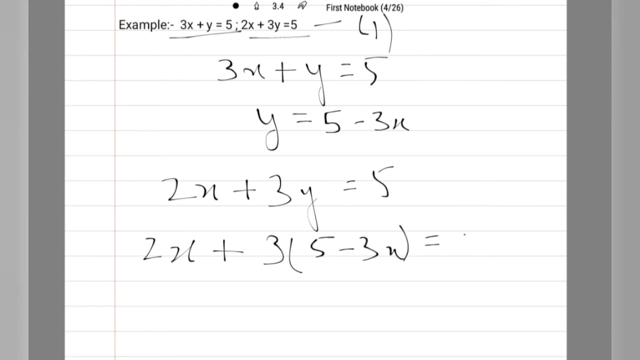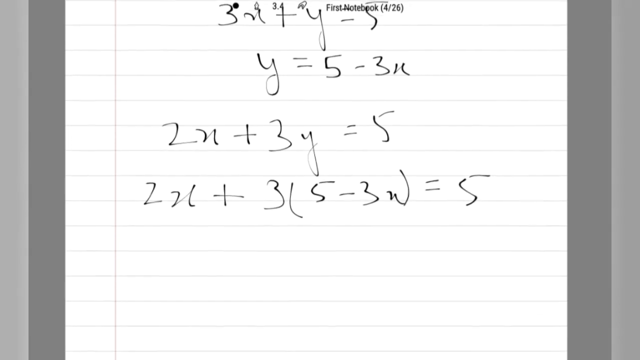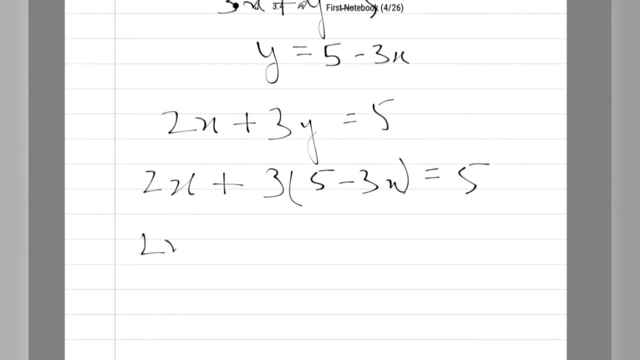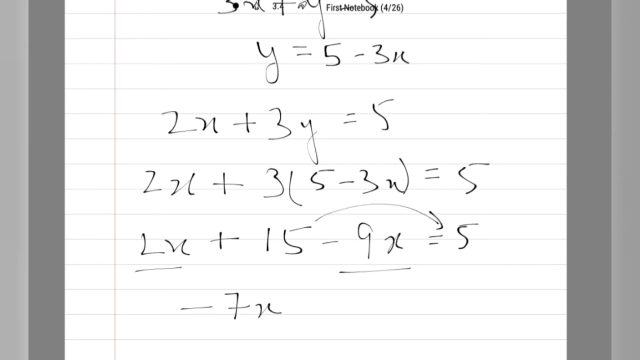So what we get is 2x plus 3 into 5 is 15 minus 9x is equal to 5. Now this 2x and minus 9x, we get it as minus 7x, and we take this 15 on the other side, we get it 5 minus 15.